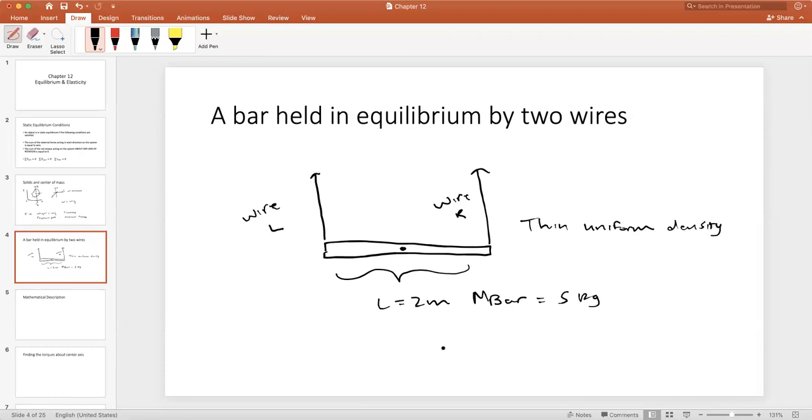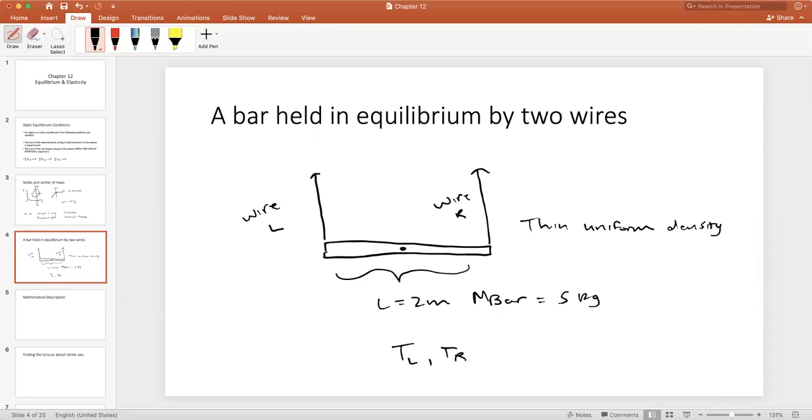And what we want to know is what the tension on the left and the tension on the right wire are, okay? That's it. We need to come up with what is the tension left, what is the tension right, and the only thing we know is that this bar is held in static equilibrium, okay?